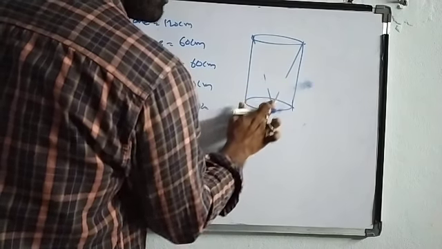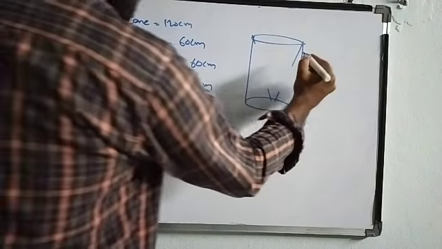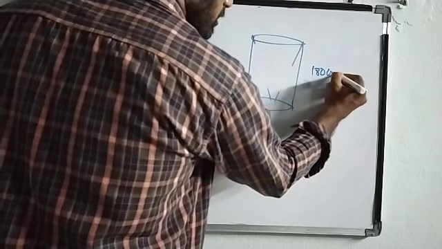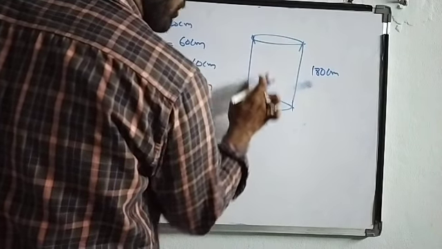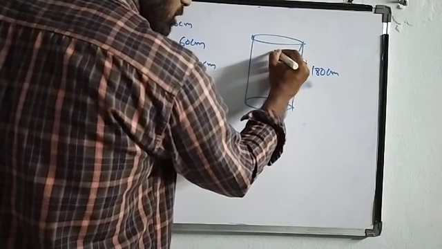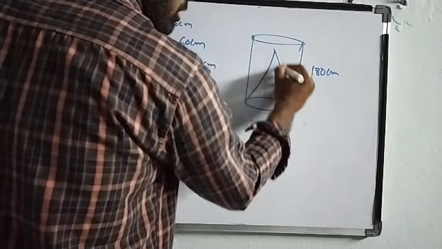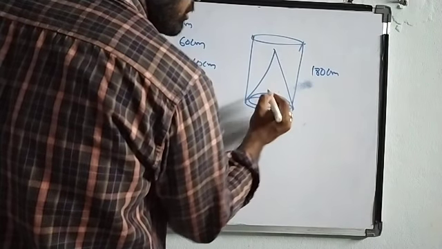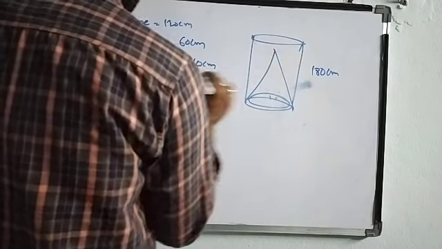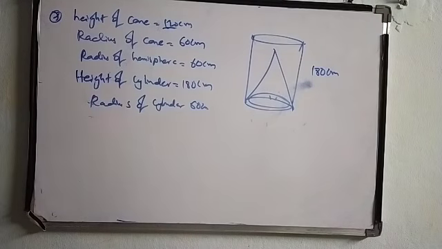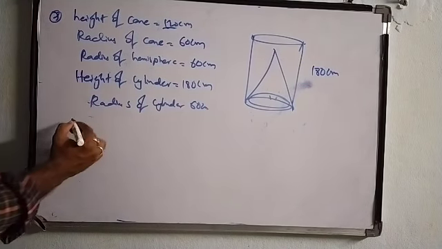So it may not be the big one. Why? Because the total height of the cylinder is 180 centimeter. So in this we are placing the cone, which has a height of only 120 centimeter, not 180 centimeter. So it will be quite less compared to that. So we need to find out this.